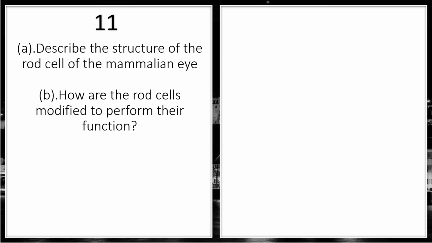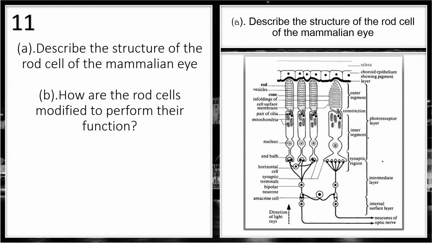Question 11. Describe the structure of the rod cell of the mammalian eye. Part B. How are the rod cells modified to perform their function? Describe the structure of the rod cells of the mammalian eye.